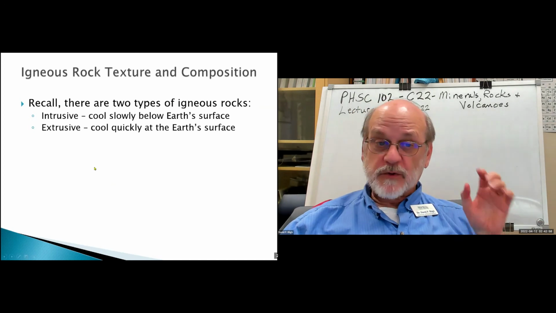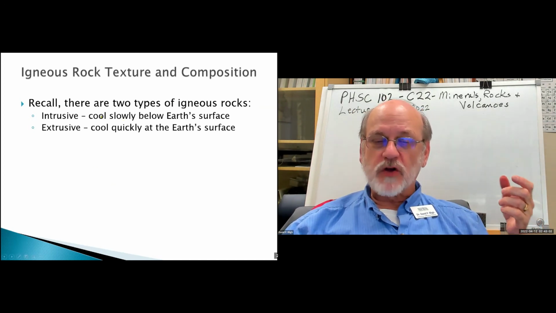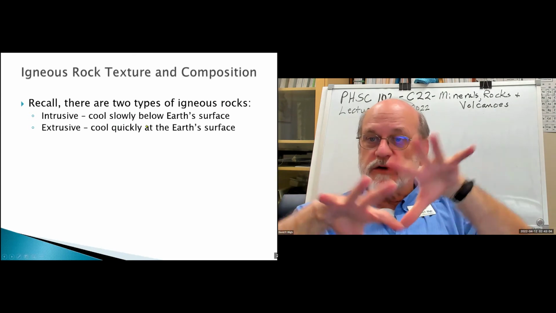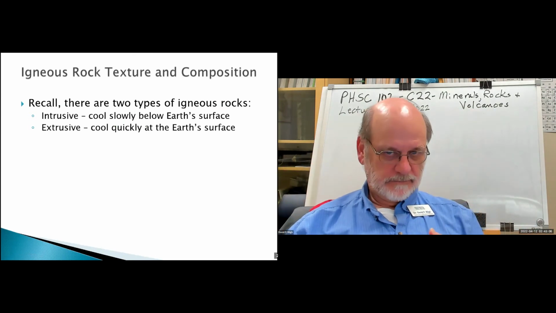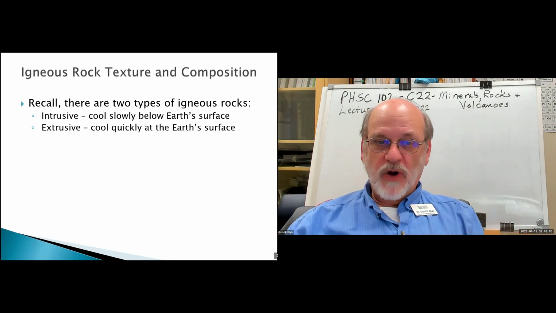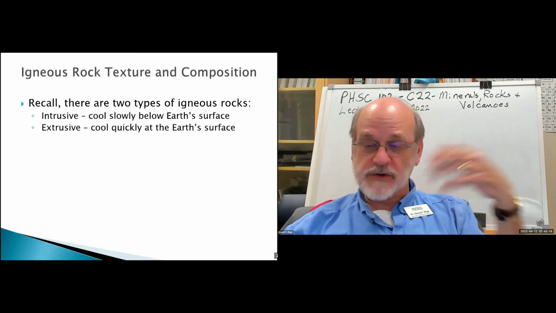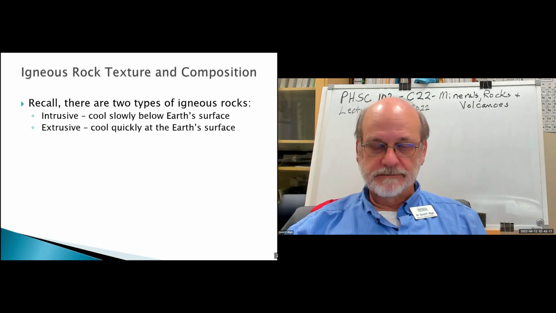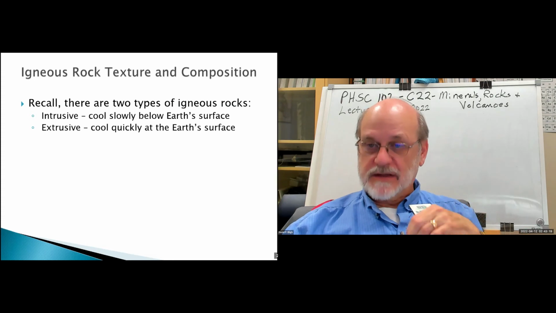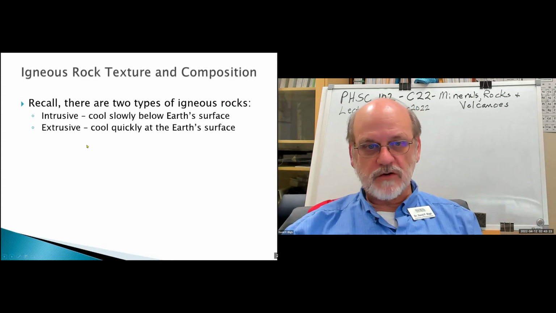Now, the main difference between these two is how fast they cool. Intrusive rock cools slowly. It's surrounded by other rocks, so it doesn't give up its heat as fast. Whereas lava on the surface of the earth cools much faster. So that means it forms a different structure. It's a different mineral structure.